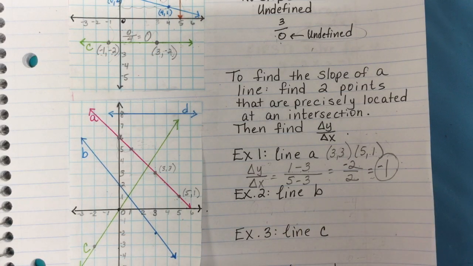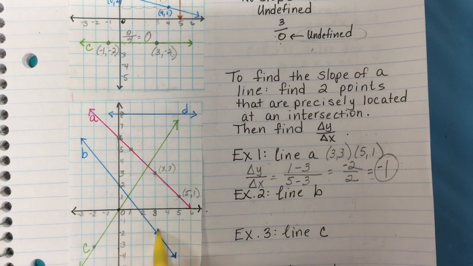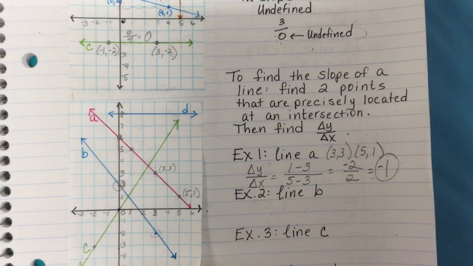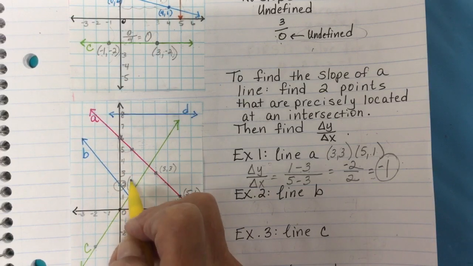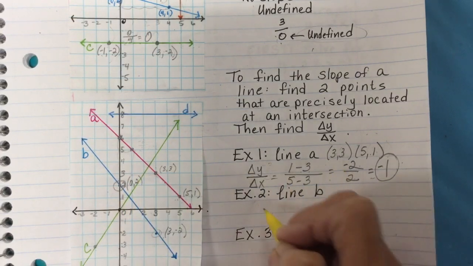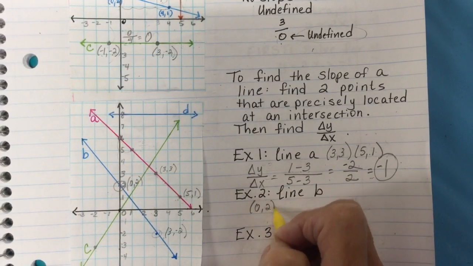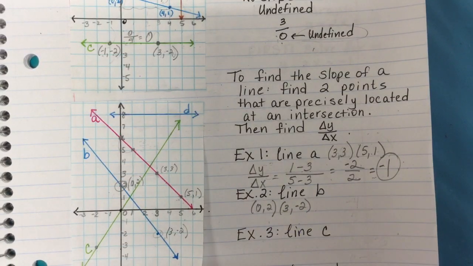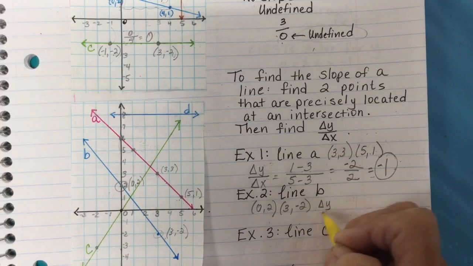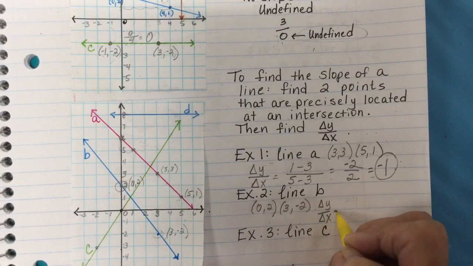Let's look at line B. So on line B, we're going to use this point here, and then we need to find another one, like let's say right here. Those 2 points are going to give us our slope. And so this one is located at 3, negative 2. This one's located at 0, positive 2. So we're going to go from 0, 2 to 3, negative 2. We're going to do our change in y over our change in x.